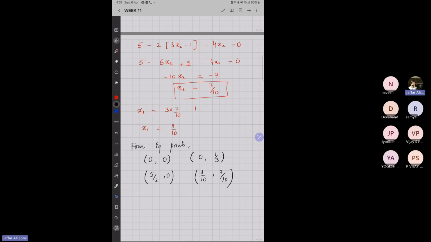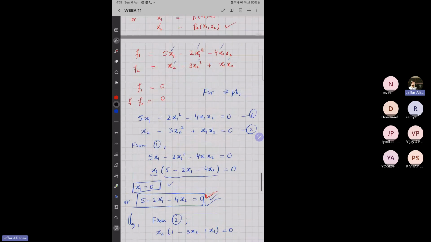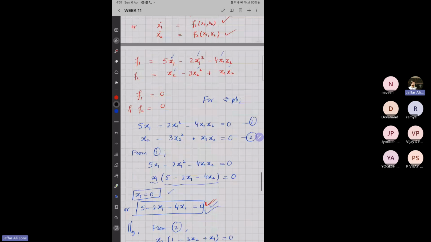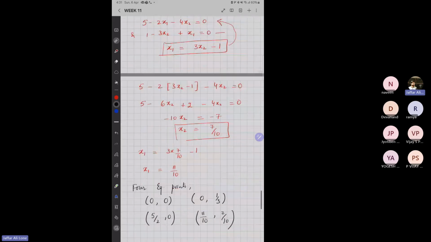So this is how you find the equilibrium points. What you have to do is just put your nonlinear functions to be zero. Just find all those values for which the value of your nonlinear functions are equal to zero. So now if you put x1 as 5 over 2 and x2 as 0, you will get 0. So whatever solutions we have found, they are all the equilibrium points, right?